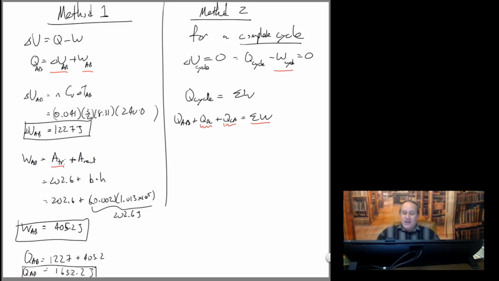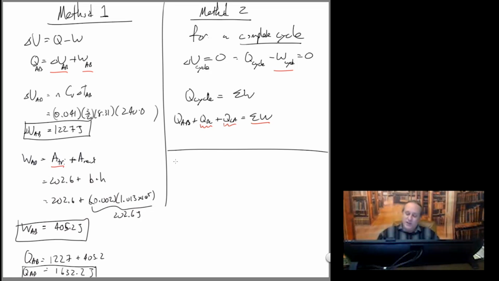Okay, if we had gone the other route, finding QBC and QCA, we would get essentially the same number except for possible round off error. It might round slightly differently, but it would be around 1630 joules. Any questions about that on method 1? If you want to test yourself, you can work out method 2 later on and show that you get the same thing. That'll probably be good practice.